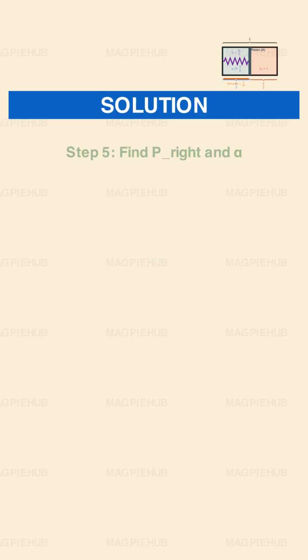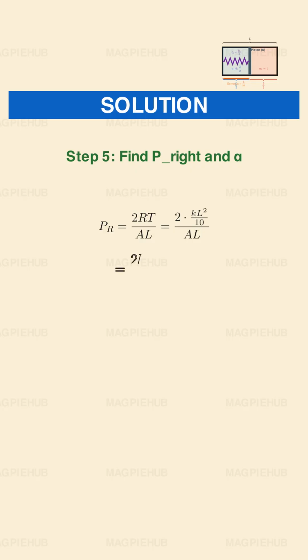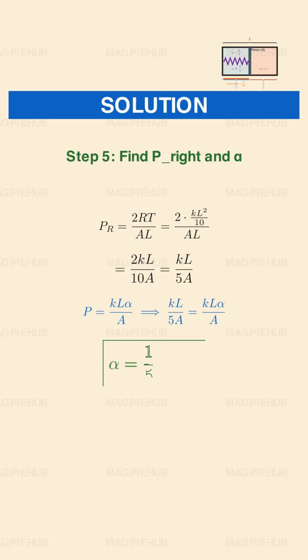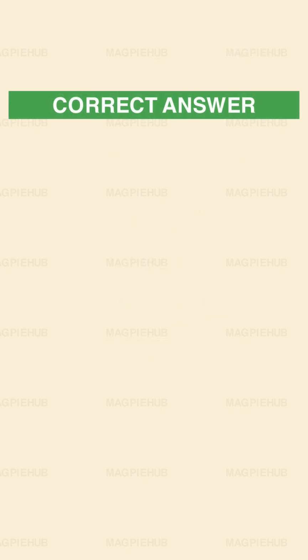Finally, computing P right. P right equals 2 RT over AL. Substituting RT equals KL squared over 10, we get P right equals 2 times KL squared over 10, all divided by AL. Simplifying, P right equals 2KL over 10A, which equals KL over 5A. Comparing with the given form P equals KL alpha over A, we see alpha equals 1/5, which is 0.2. The correct answer is alpha equals 0.2.